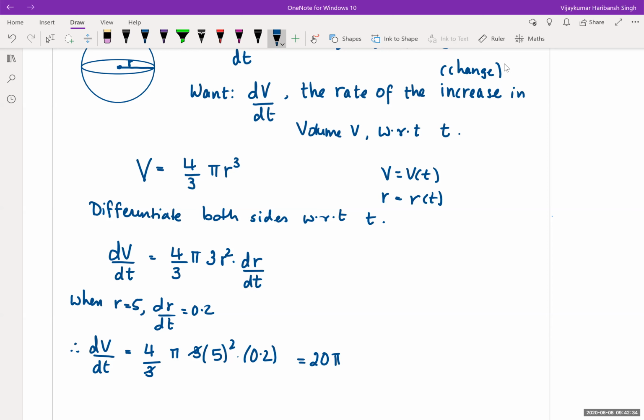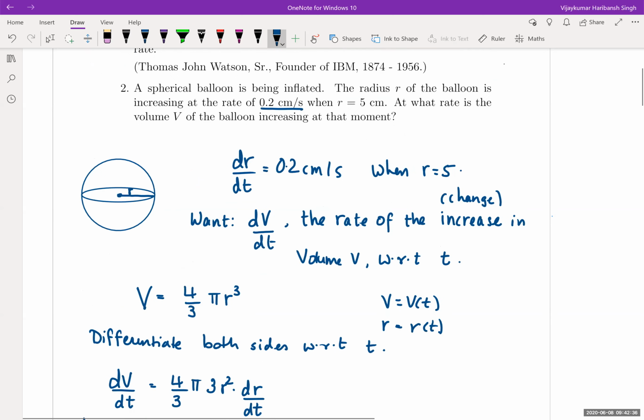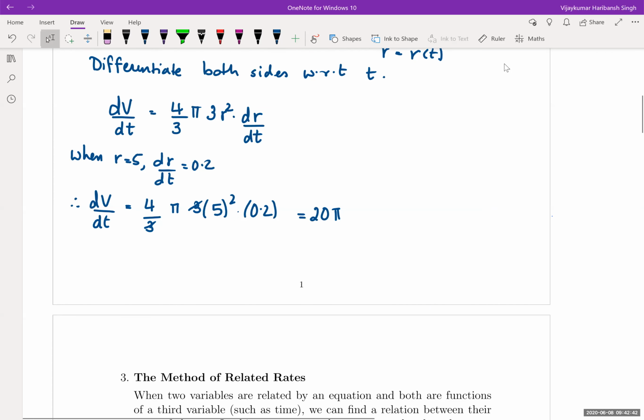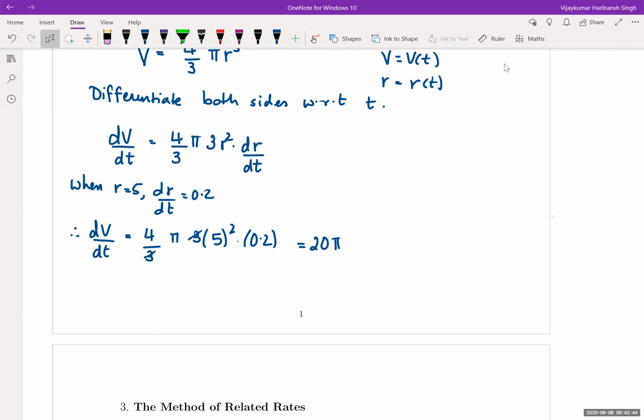And again, the units should be written properly. So what are the units? The radius is increasing at 0.2 centimeter per second, so the length is measured in centimeters. So volume would be centimeter cube. Time is measured in seconds. So 20 pi centimeter cube per second. All right.